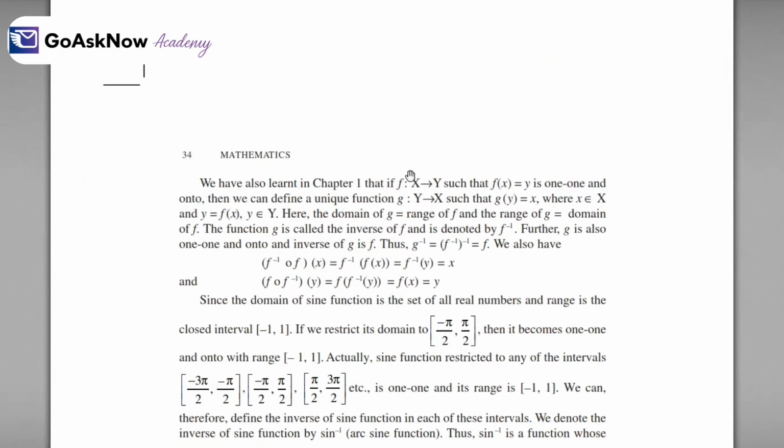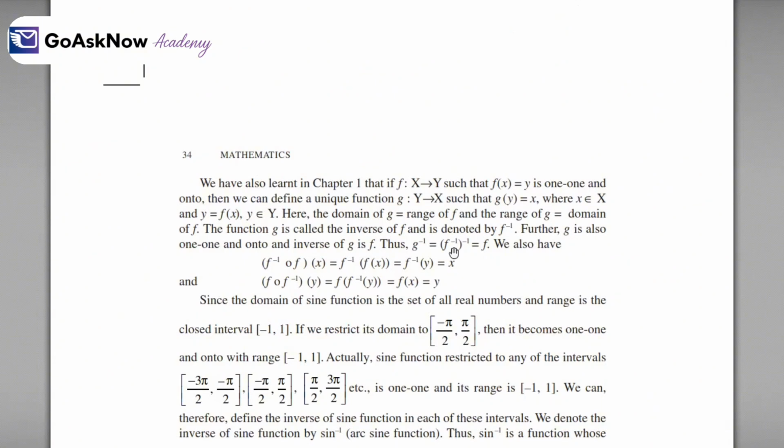So we have also learned in class 11 that if f is a function from X to Y, such that f(x) is equal to y is one-one and onto, then we can define a unique function g from Y to X, such that g(y) is equal to x. This we have covered in chapter 1, relations and functions, where x belongs to capital X and y equals f(x) belongs to capital Y.